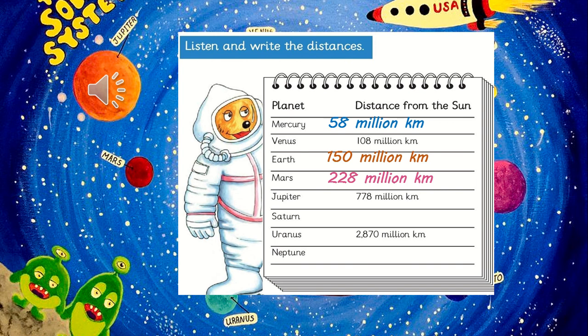Jupiter is the 5th planet from the Sun. It is the largest planet in the solar system. It is about 778 million kilometers from the Sun. Saturn, with its rings, is the next planet from the Sun. It is about 1,427 million kilometers from the Sun.